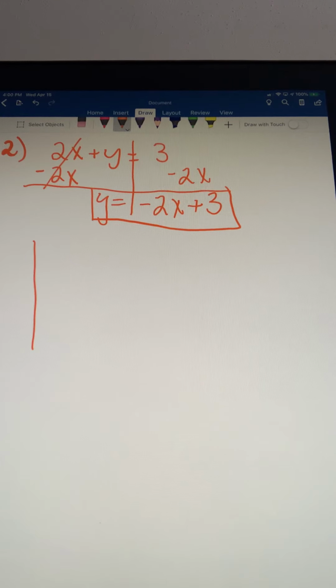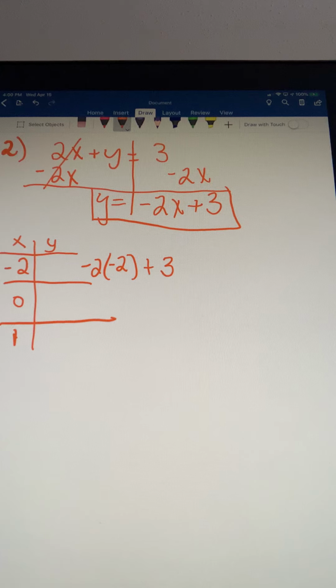I will give you your table. My table for this is still going to be negative 2, 0, 1. Let's work these out. So I have negative 2 times x is negative 2 plus 3. Negative 2 times negative 2, positive 4. 4 plus 3, 7. That's my y.